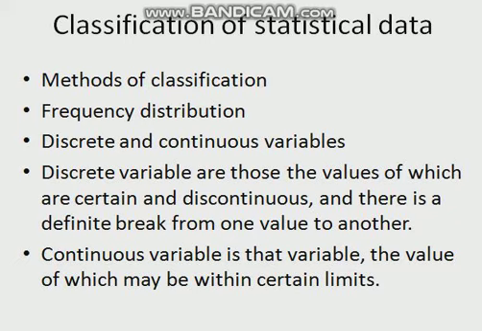Magnitude of class interval. The difference between the upper and lower limit of a class group is called the magnitude of class interval. It is expressed by the symbol small i. Small i is equal to small l2 minus small l1. So if we take the example, the class limit is suppose 155 to 160, then the magnitude is 5.